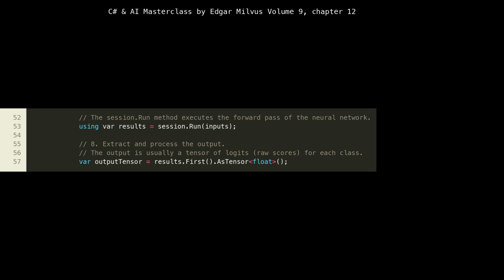The results object contains the raw outputs, logits, from the final layer of our BERT model. This is where the magic happens. The model processes the numerical inputs and produces its prediction in the form of raw scores.